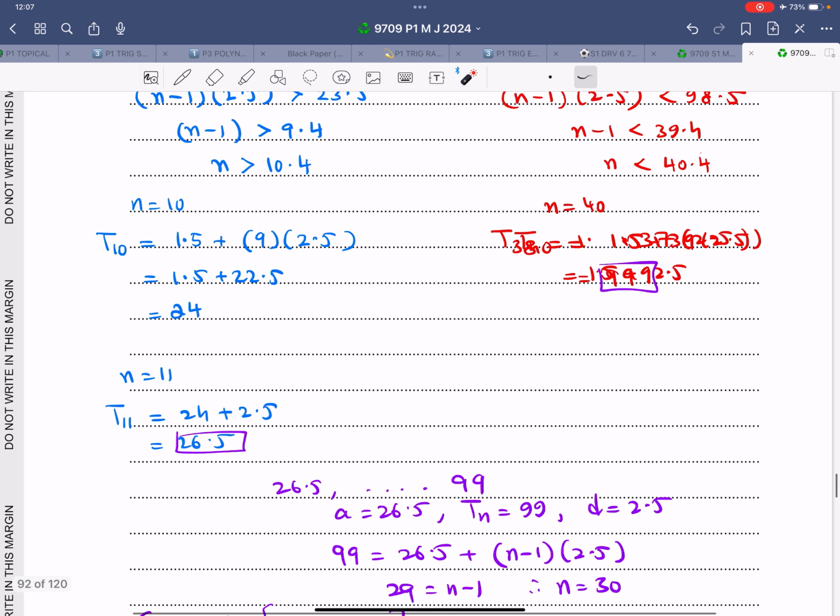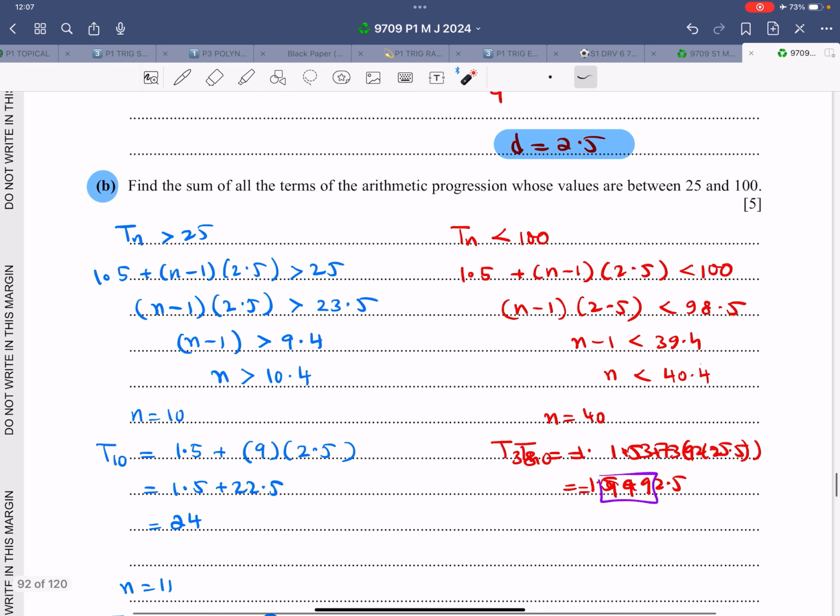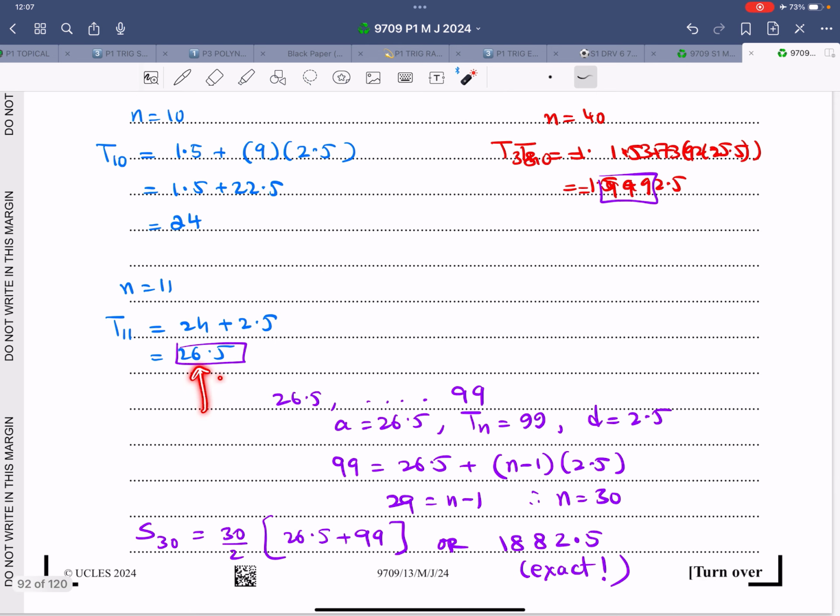Now, I'm not sure which one to use. I plugged in 10, I get 24. I plug in 11, I get 26.5. That means this is the closest term before 25. This is the closest term after 25. Since it's between 25 and 100, I need to go ahead of 25. So this is the value that I'm using.